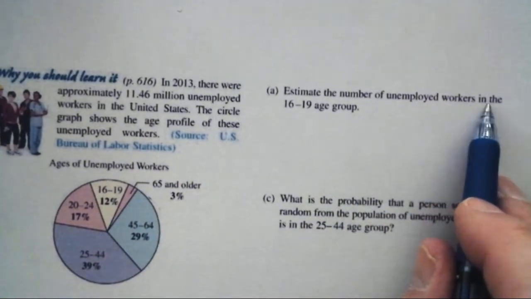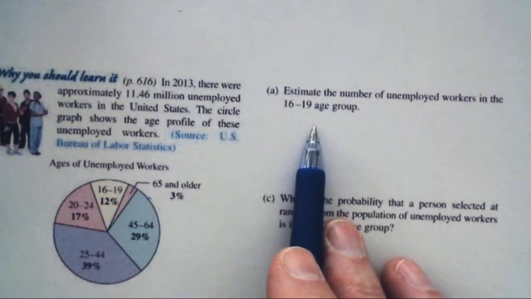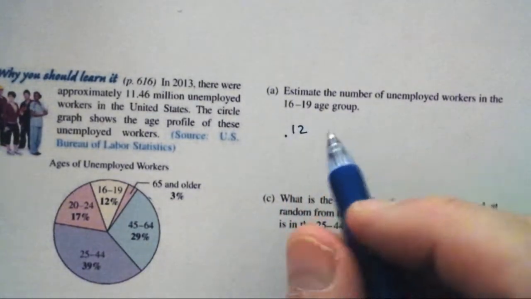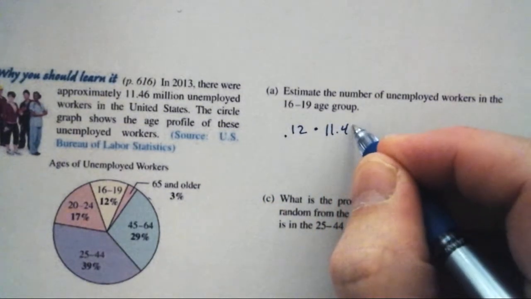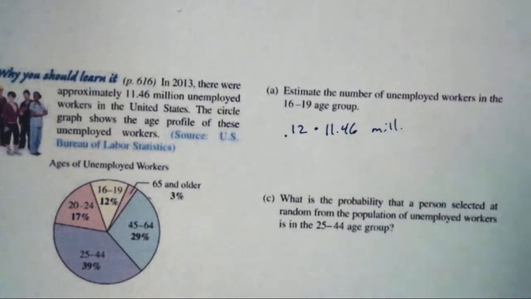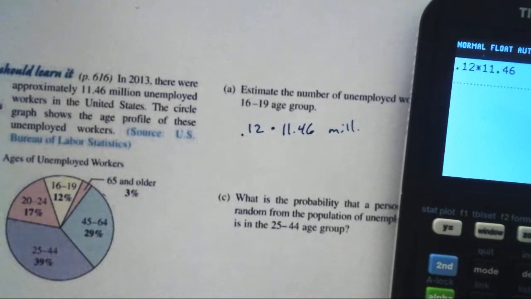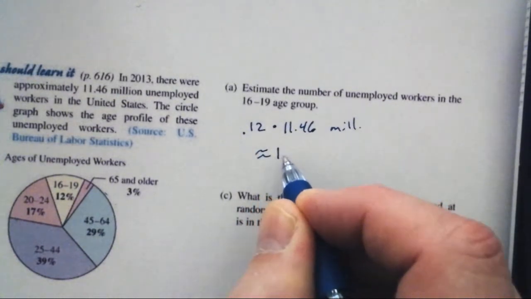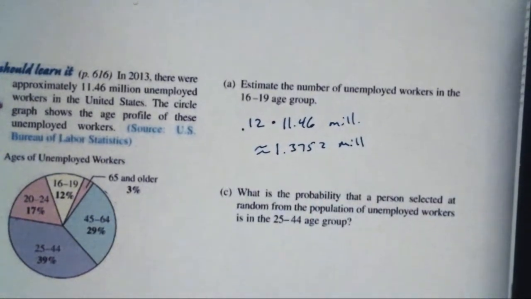Estimate the number of unemployed workers in the 16 to 19 age group. Well, not even a probability question. 16 to 19, 12%, 0.12 times the population, 11.46 million. 0.12 times 11.46 million, we end up with approximately 1.3752 million. And you could write that as millions.